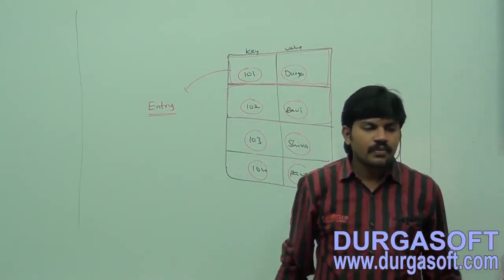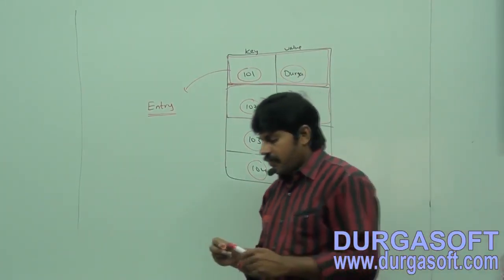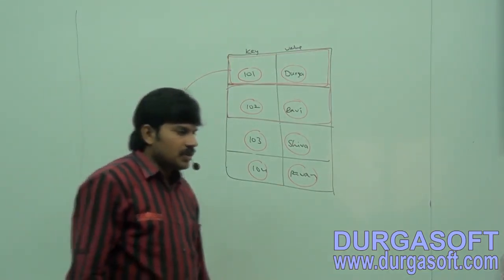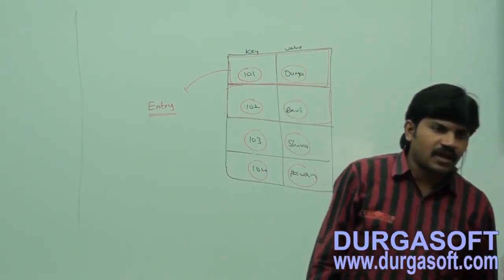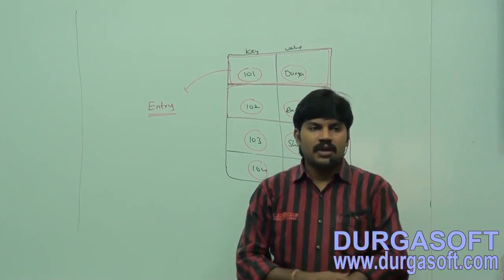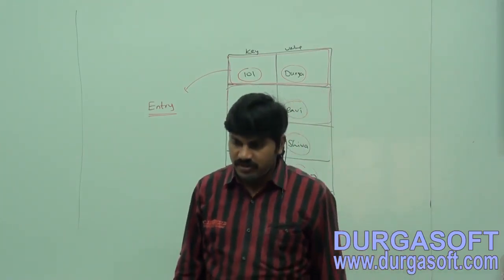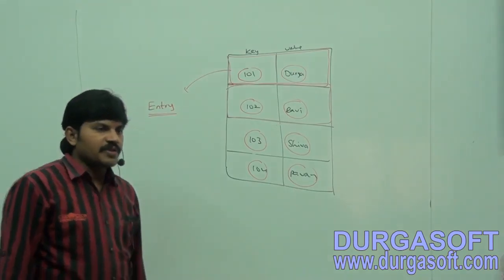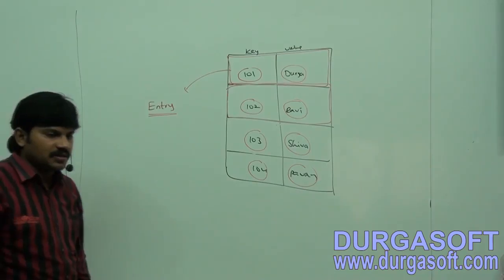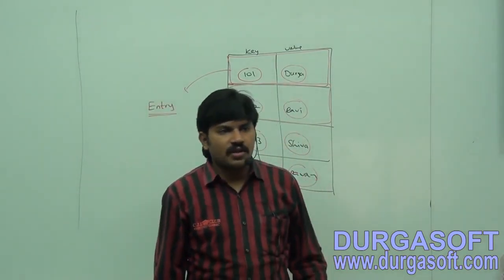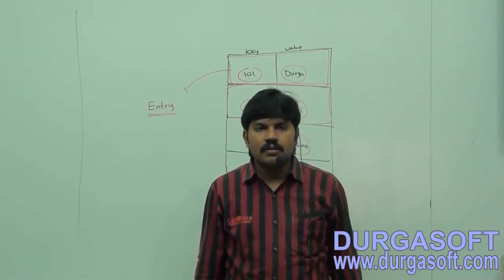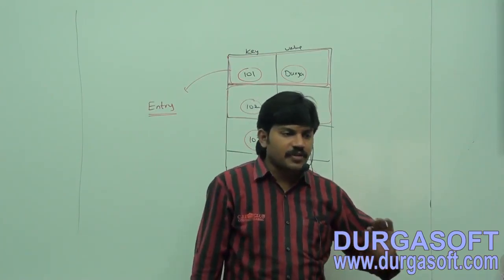Okay, at this point, the first point: map is not a child interface of collection. Underline that 'not'. Don't strike, underline. Map is not a child interface of collection.